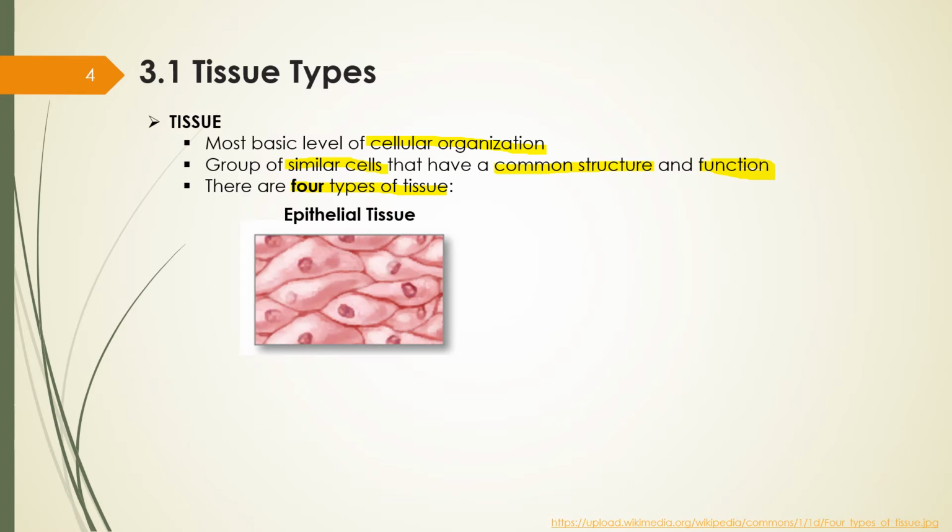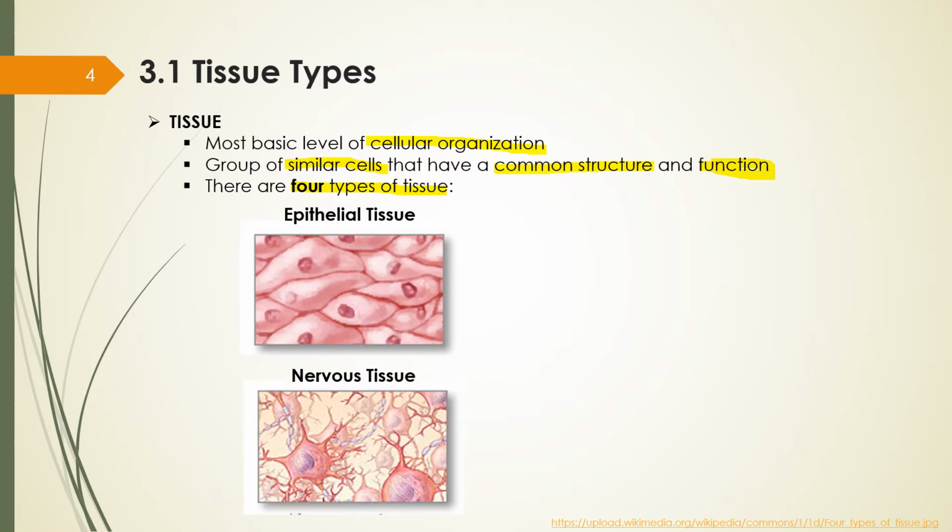Epithelial tissue, what comes to your mind when I talk about epithelial tissue? Where is it? In your skin, for example. Nervous tissue, what's that? Where does it go? Your nervous tissue is acting right now while you study. It's your nervous tissue from your brain, for you to think, for you to do the connections.